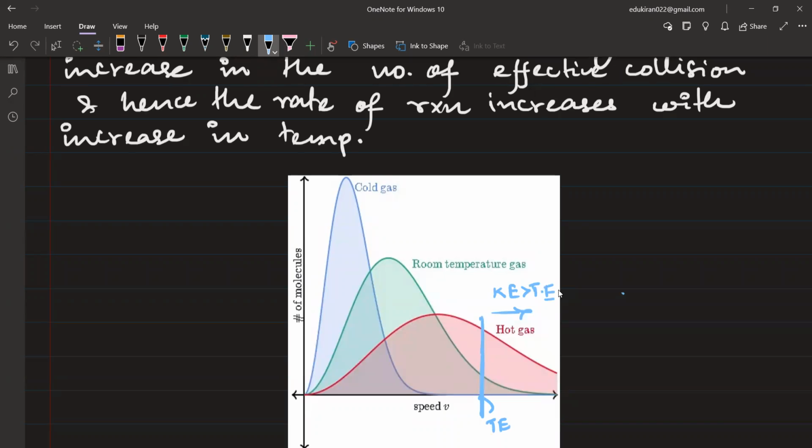So you can see that if I have hot gas, then more number of molecules are having kinetic energy greater than threshold energy. If I look at the room temperature, there is a tiny bit of it. If I have cold gas, there is no molecule that is after the threshold energy. Again, this threshold energy is obviously imaginary, but you can put the line anywhere else in this region, and it is going to be the hot ones having more number of molecules that have kinetic energy greater than threshold energy.